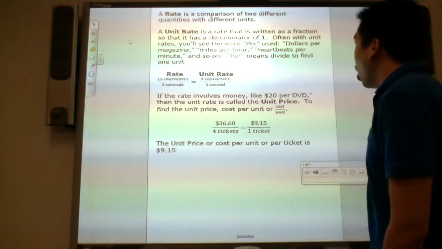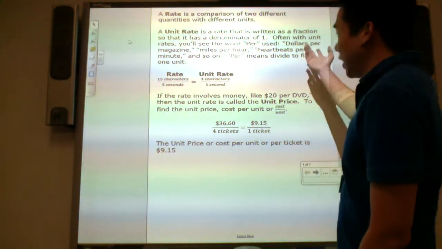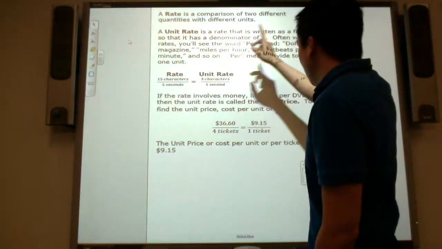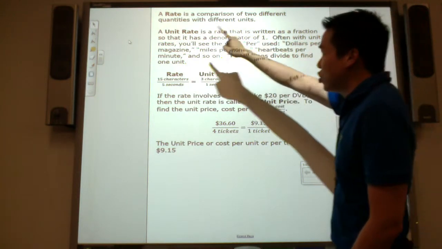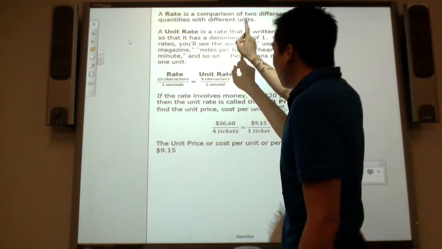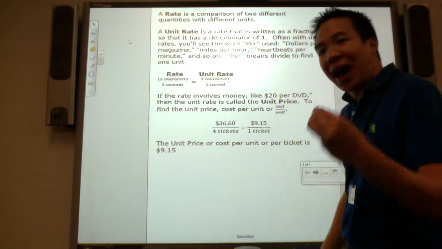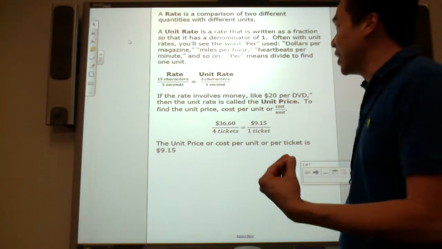So a unit rate is a rate that is written as a fraction so that it has a denominator of 1. Often with unit rates, you'll see the word per used. Like, again, dollars per magazine. How much will it cost for each magazine? Miles per hour. How many miles do you drive for each hour? Heartbeats per minute. How many heartbeats for every minute, and so on.